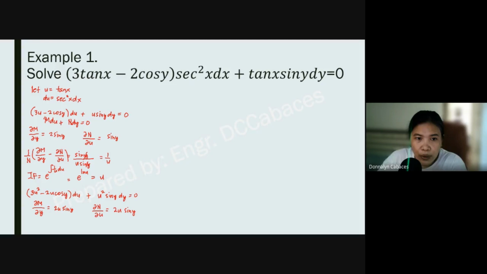And so we continue solving for the function of u and y is equal to c. Let me use M.